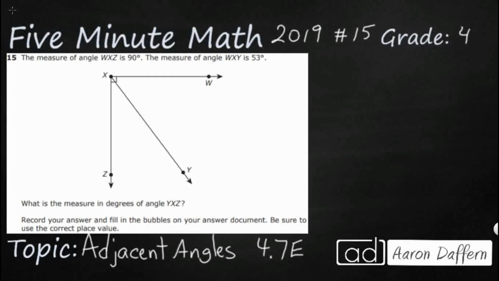Today we are looking at the 4th grade concept of adjacent angles. This is standard 4.7E in the great state of Texas, and we are using item number 15 off the 2019 released STAAR test. If you have not done so already, please go ahead and take a moment to pause the video, work this problem out on your own, unpause it, and then we will look at our answers together.